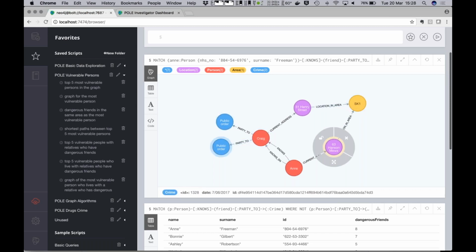So you might want to look at that relationship with Craig, or you might want to keep an eye on Craig if we think that he's going to do or put Anne any harm because they live so close to one another.